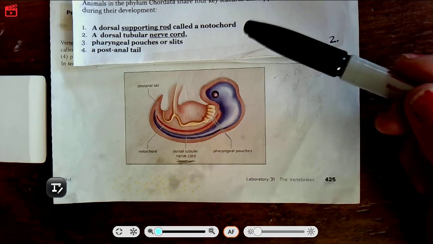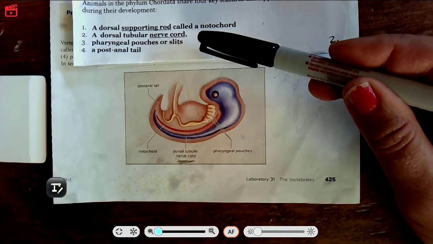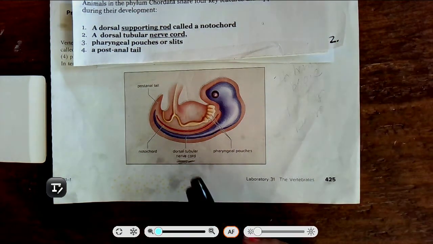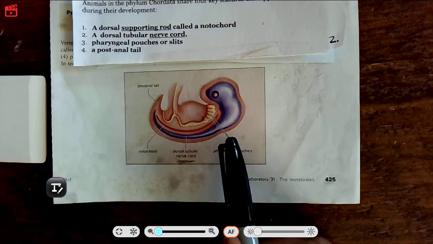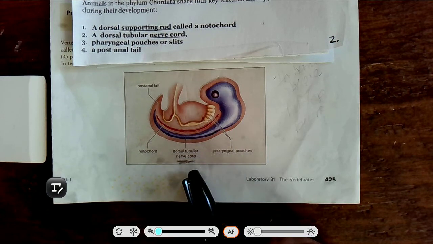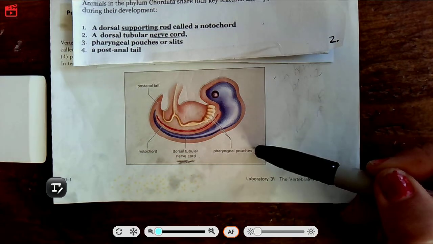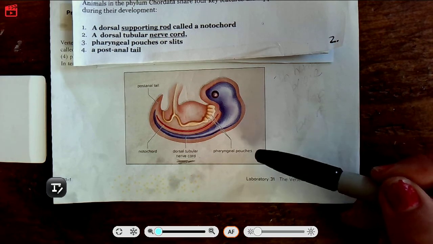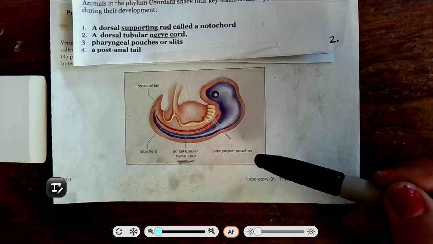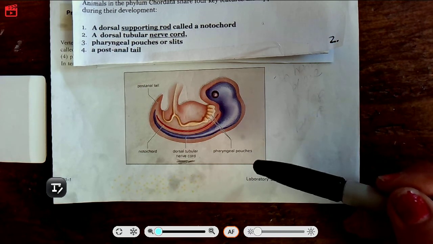The second thing that all chordates have is a dorsal tubular nerve cord. The dorsal tubular nerve cord is found here. And what it usually does is develop into the brain and the spinal cord, which compose the central nervous system. We also see pharyngeal pouches. In fish and tadpoles, these pharyngeal pouches become the gills. In humans, they become our auditory tubes, our tonsils, thymus, and parathyroid.